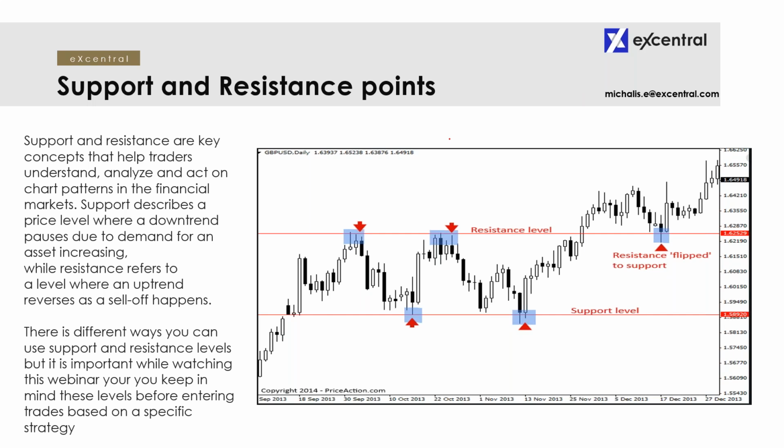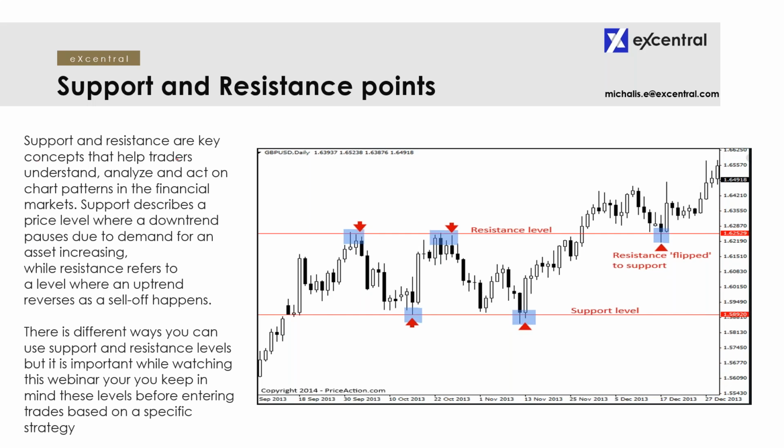So for those traders who do not know what support and resistance points are, support and resistance levels are key concepts that help traders to understand, analyze, and act on chart patterns in the financial market. Support describes the price level where a downtrend tends to pause or loses momentum, and due to demand, the asset starts to increase. And the resistance level is the same, but the exact opposite type of movement.